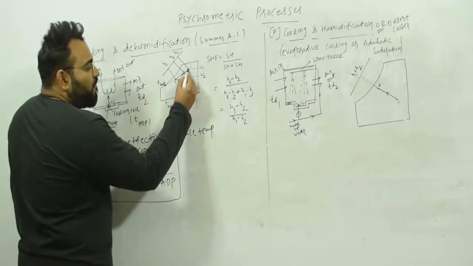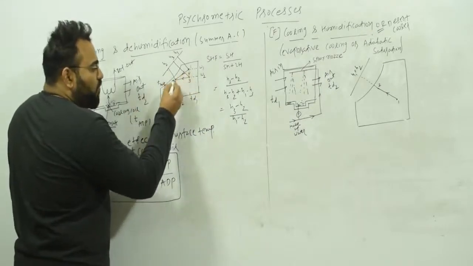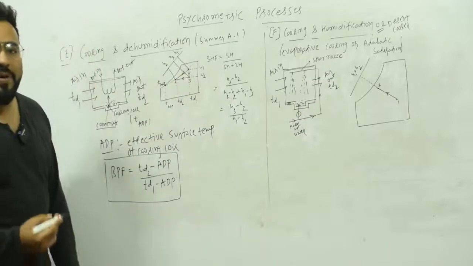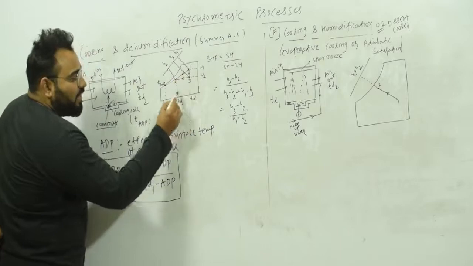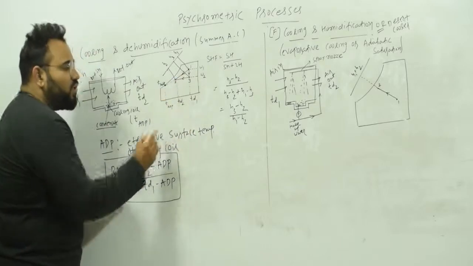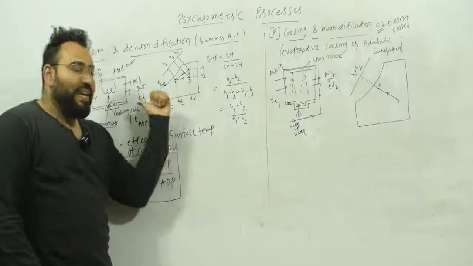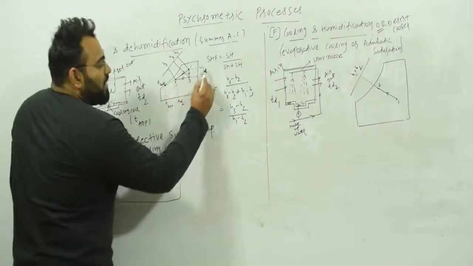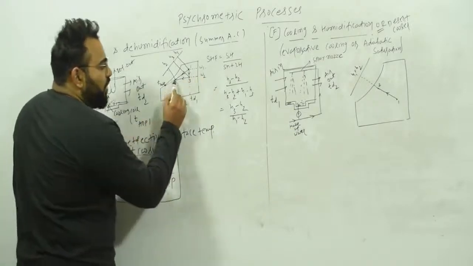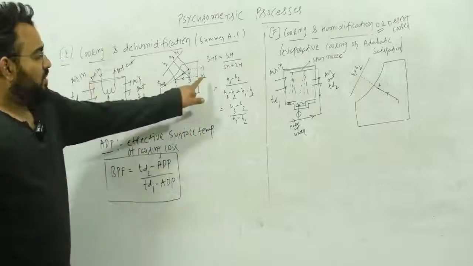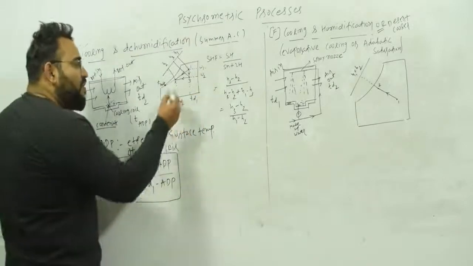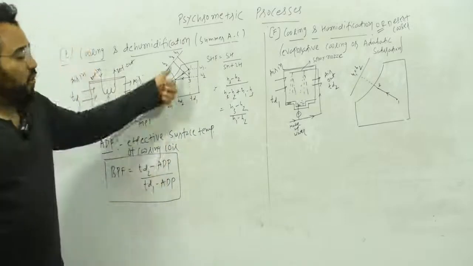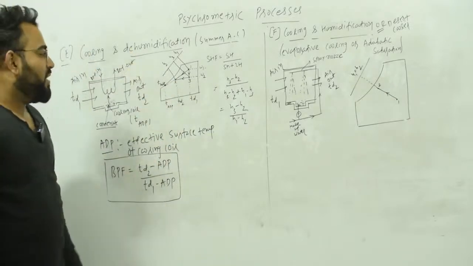So you can see that process 1 to 2 shows cooling and dehumidification. How cooling and dehumidification? If you can see, from point 1 the temperature is TD1 and at point 2 the temperature is TD2. So the temperature is decreased. Same way, at point 1 the specific humidity is W1 and at point 2 the specific humidity is W2. So that means specific humidity is also decreased. So that's how we can recognize that the cooling and dehumidification has been done.